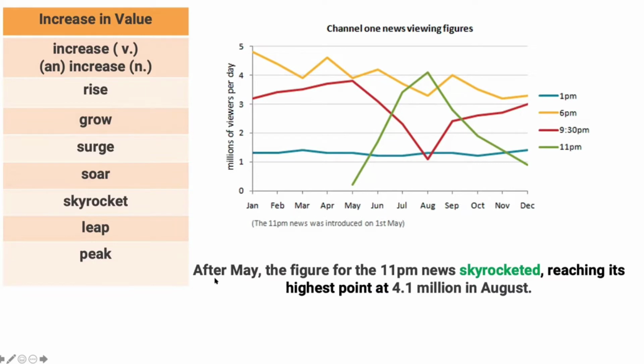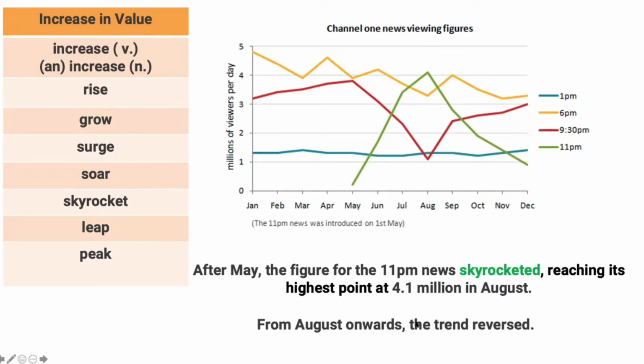So let's take a look at this first sentence. It says, after May, the figure for the 11 p.m. news skyrocketed, reaching its highest point at 4.1 million in August. So if we're looking at May, that's right here, we're looking at 11 p.m., so it'll be the green. And yes, after May, we see that it completely skyrocketed. So it's quite sharp as an increase, and that makes skyrocketed the perfect choice here. Its highest point, or we could also say its peak, was at 4.1 million in August. So that is a great sentence to use for skyrocketed.